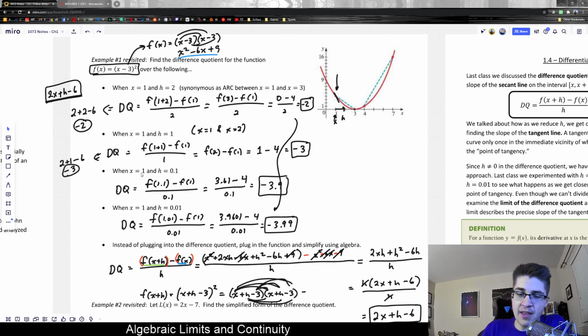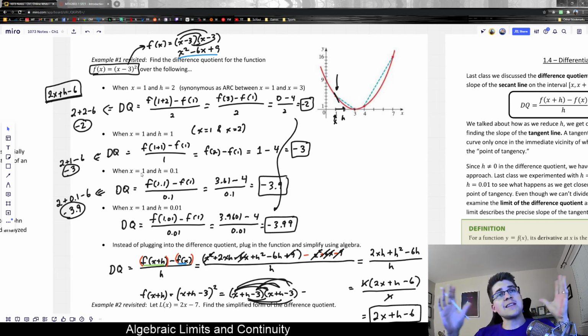Let's do one more, and then we will wrap up the video. So here I would have, well, again, it's 2x. 2 times 1 is 2, plus h, plus 0.1, minus 6 would give me my slope. 2.1 minus 6 would be negative 3.9. Again, consistent. And we could analyze this difference quotient.